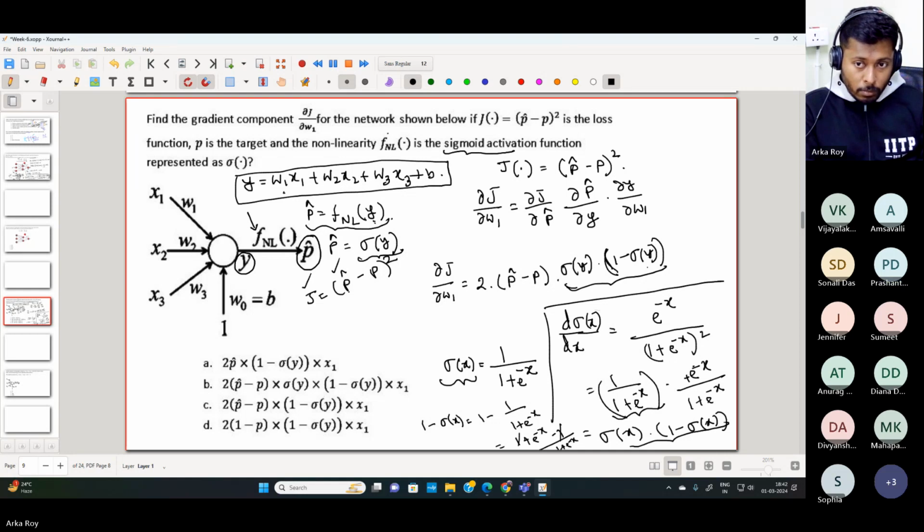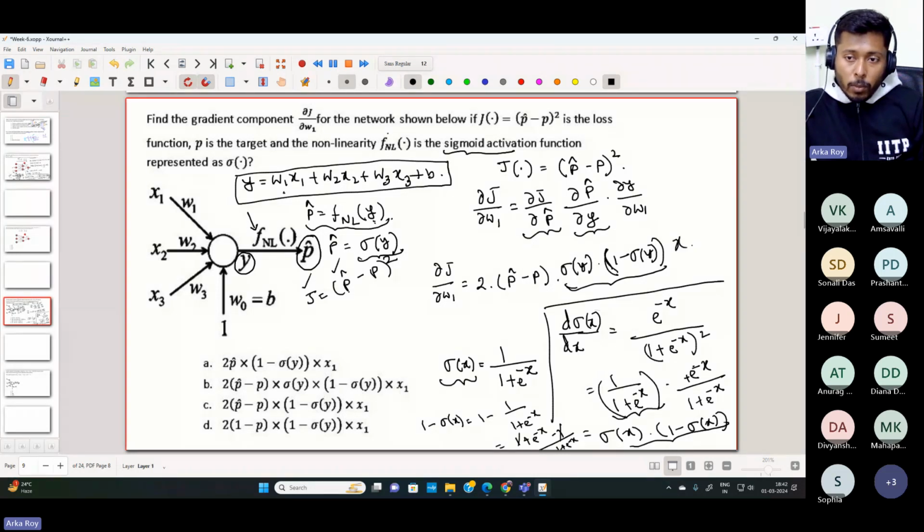Understood, sir. Clear. Okay. So this part you can see that we have done this one. We are done with this one as well. Now we have del y by del w1. Now del y by del w1 will give you x1, and the rest of the things it will consider as constant values, so the derivative will be 0. So let us just check. So this is the answer: 2 p hat minus p, sigma of y, 1 minus sigma of y, multiplied with x1. So this is the final answer.